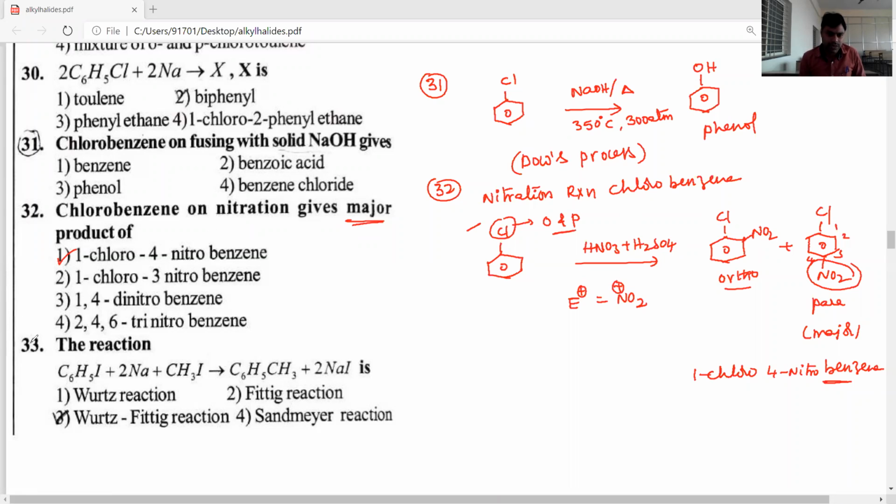Let's see, already this reaction we discussed. 33. What is this? This is an aryl halide and an alkyl halide. This is aryl iodide. This is alkyl iodide, methyl iodide. They react in the presence of sodium metal and form toluene. The reaction is Wurtz-Fittig reaction. Already we have discussed. Okay, let's go for the next questions.